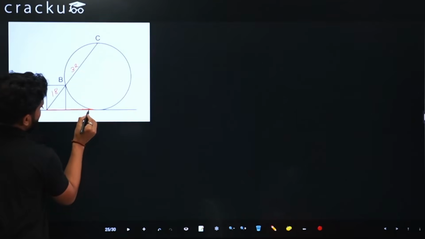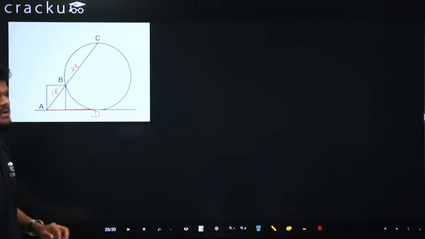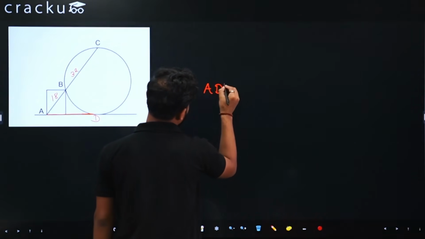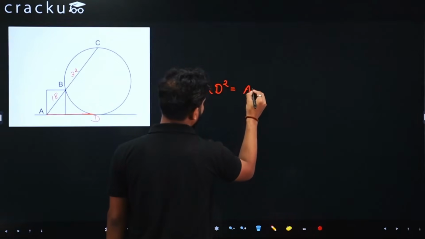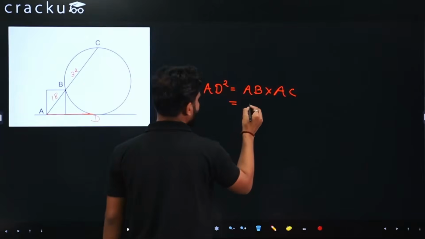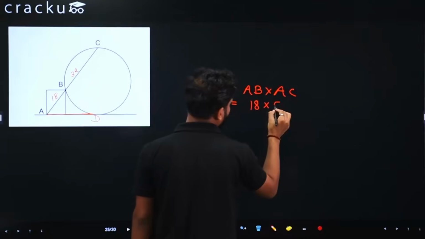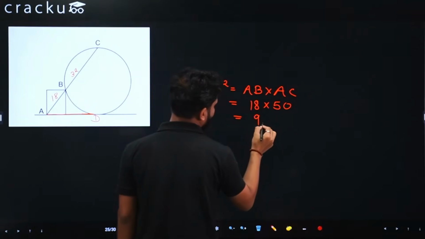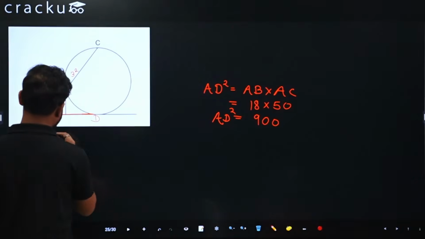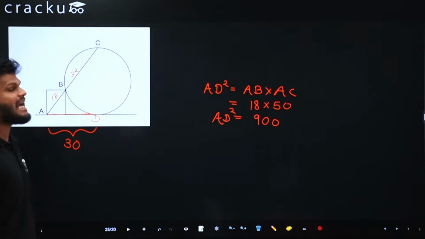Let us say this is AD. Okay, so this is a secant, this is a tangent. So according to tangent secant theorem, what we can write? We can write AD square is equal to AB into AC. What is AB? AB is 18. What is AC? AC is nothing but 50. This is 900, AD square. So if AD square is 900, AD will be what? AD will be 30.